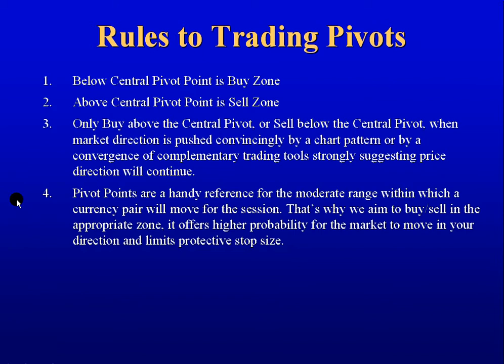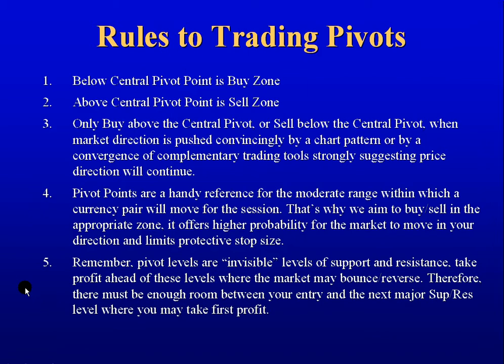Pivots are really, again, just a way in which we want to map out what is happening on a daily level or on an intraday level primarily, and we are using pivots as our reference points for the moderate range within which a currency pair will move for a session. That's why we aim to buy or sell in the appropriate zone, because once again we want to be entering the market in the higher probability regions of the intraday price action. As well, we want to use it to establish our protective stops and our limits for profit.